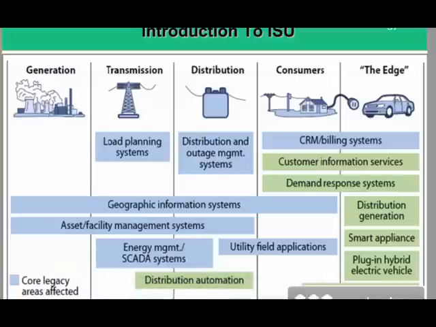Then there is a plug-in hybrid electric vehicle, a car which can be charged from this particular network. And then there is two-way flow of information through the home area network. So the home area network is basically where your smart devices will talk to the utility.